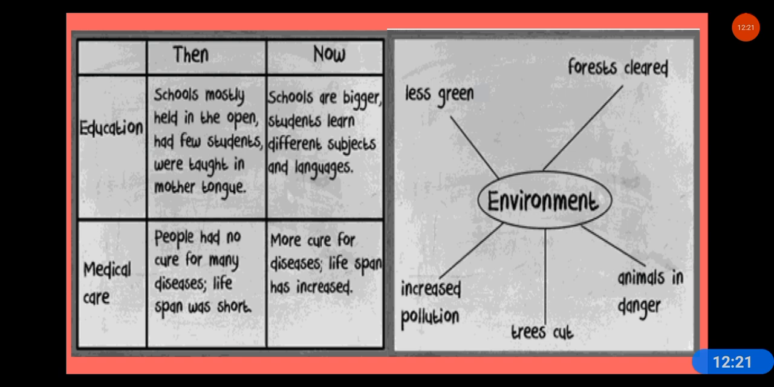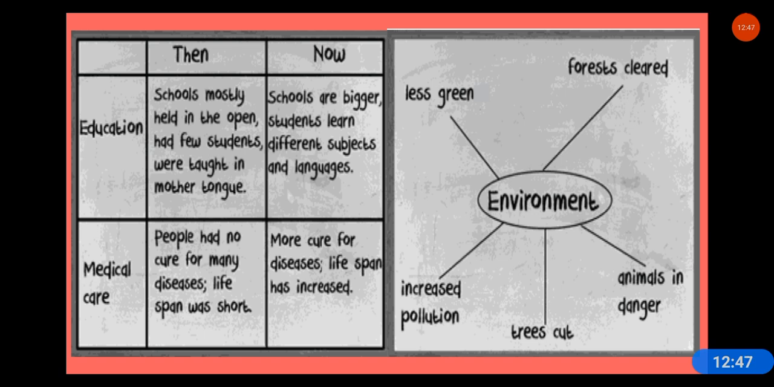So earlier, schools were mostly held in the open, had few students, and taught in the mother tongue. Now schools are bigger, and students learn different subjects and languages. And talking about medical care, people earlier had no cure for many diseases. Lifespan was very short, and now there are more cures for diseases.